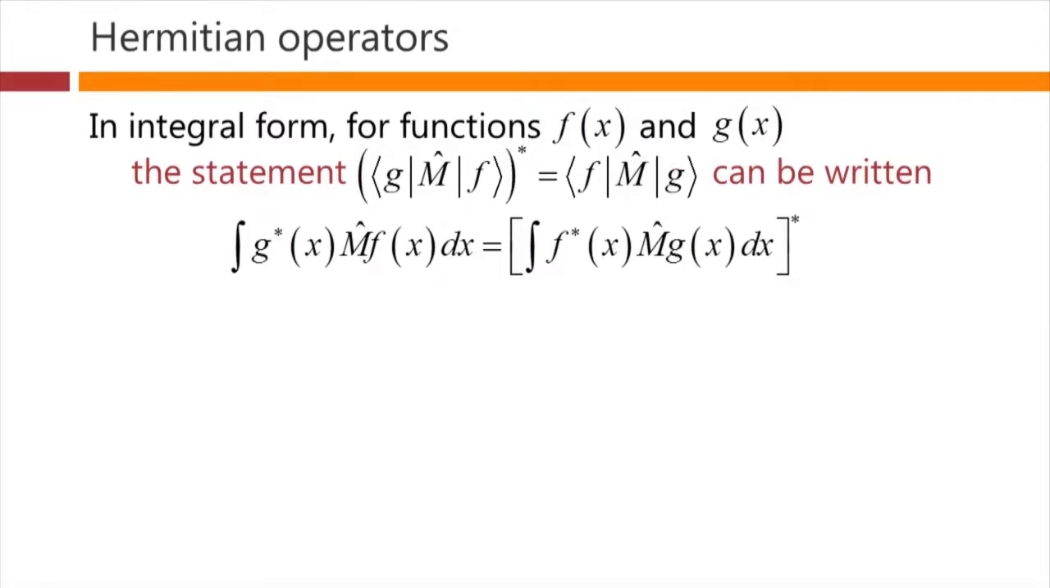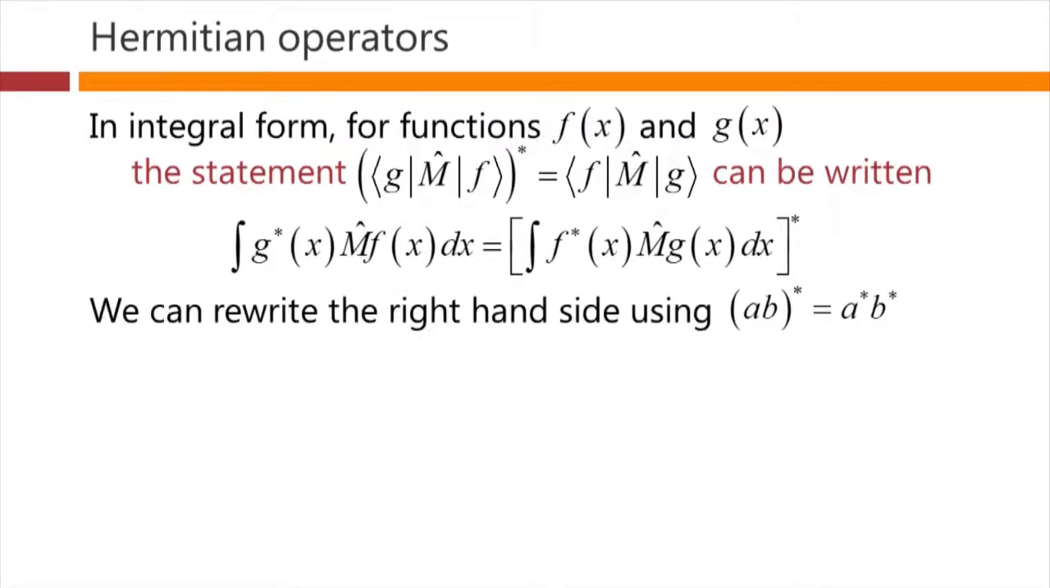So here on the left we have just this expression, g bra vector, m, f ket vector, and in integral form that would turn into this kind of expression. And on the right, we would have f complex conjugate, m g, and then we've taken the complex conjugate of the right-hand side, moving this complex conjugate over. We can rewrite the right-hand side by multiplying numbers and taking the complex conjugate. Since numbers commute, there's no need to flip around the order here.